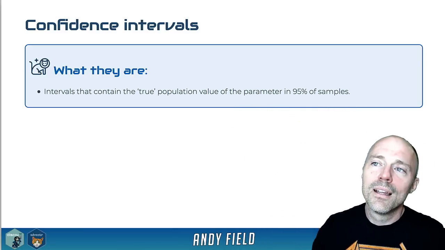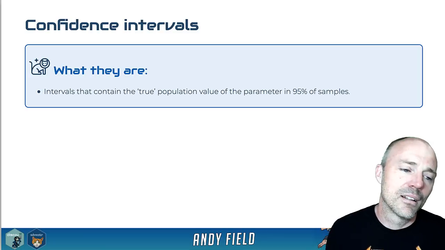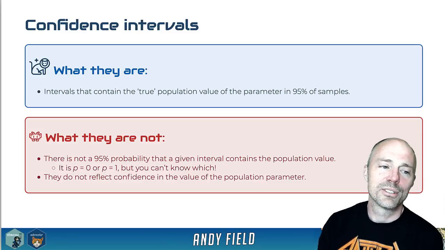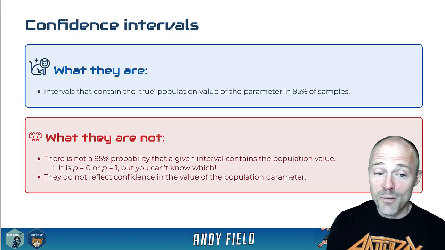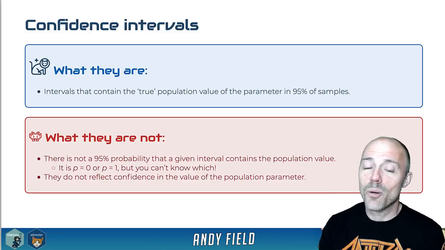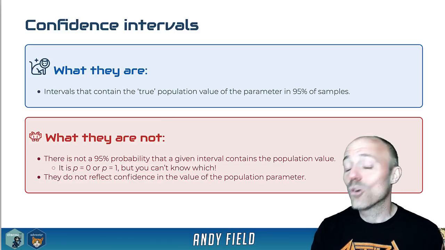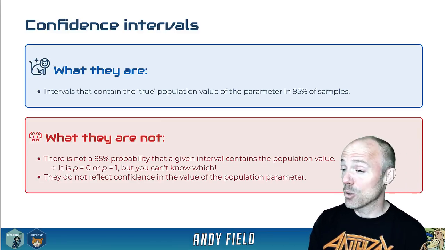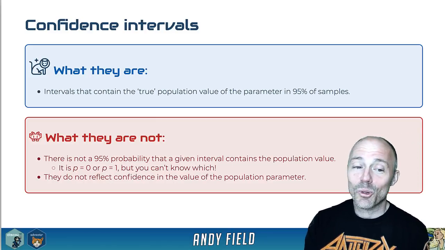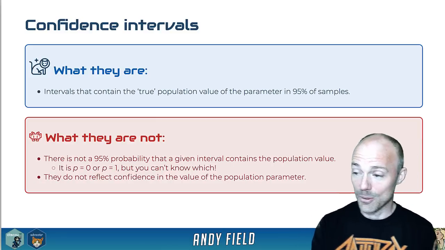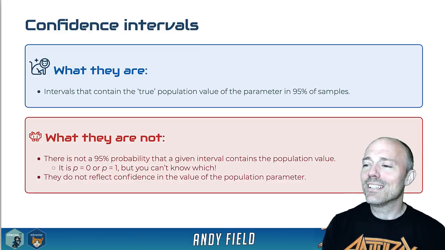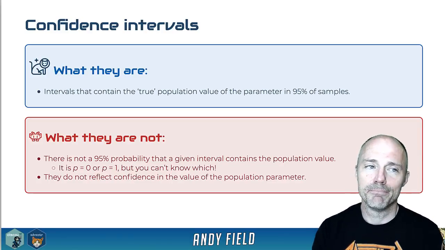So, in case you ever come across Professor Hippo, let's be clear about what confidence intervals are not. There's not a 95% probability that a given interval contains the population value. In fact, for a particular sample, your interval either contains the value or it doesn't. So the probability is either 0 or 1, but you don't know which it is. It is also not an interval that reflects your subjective confidence in the value of the population parameter. So avoid those common misconceptions.